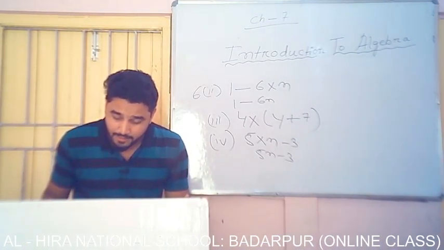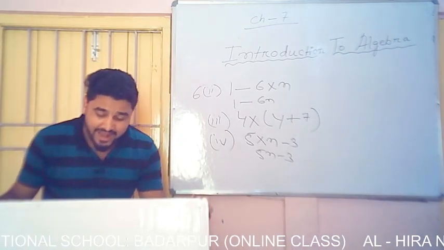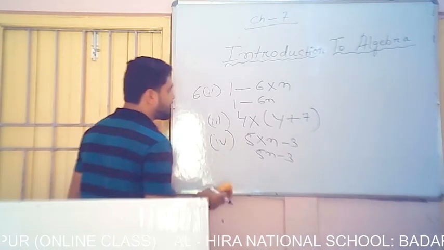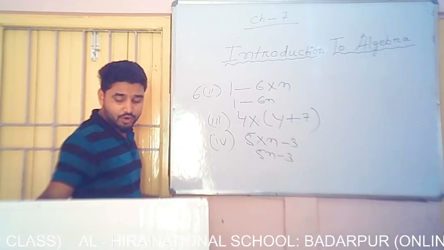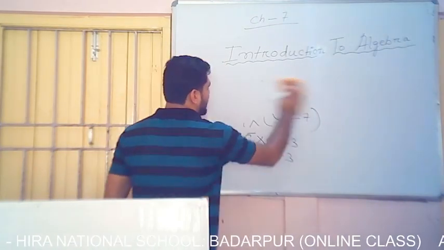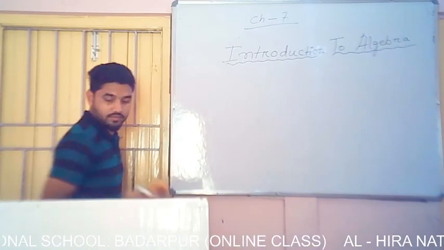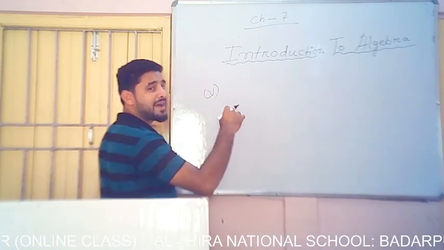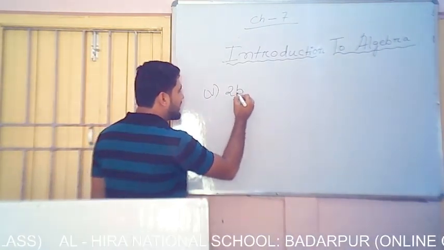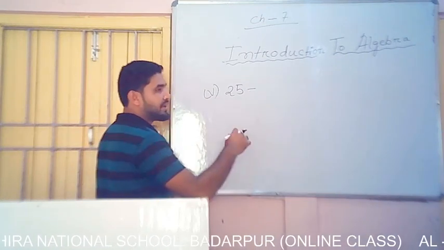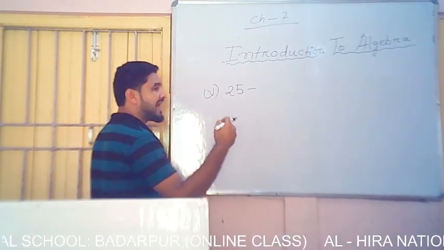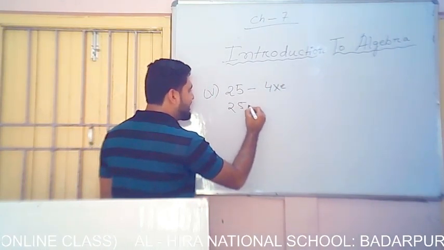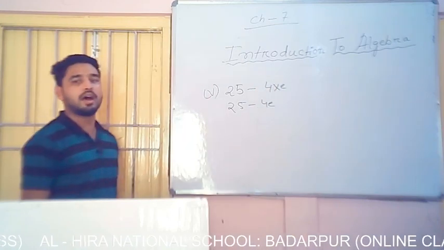Now come to question number 5. 25 decreased by 4 times e. 25 decreased means minus, by 4 times e. Times means into. So we can write 25 minus 4e, which is your answer.